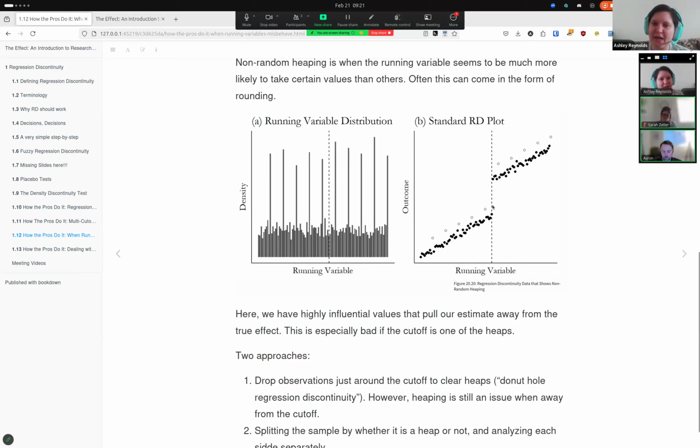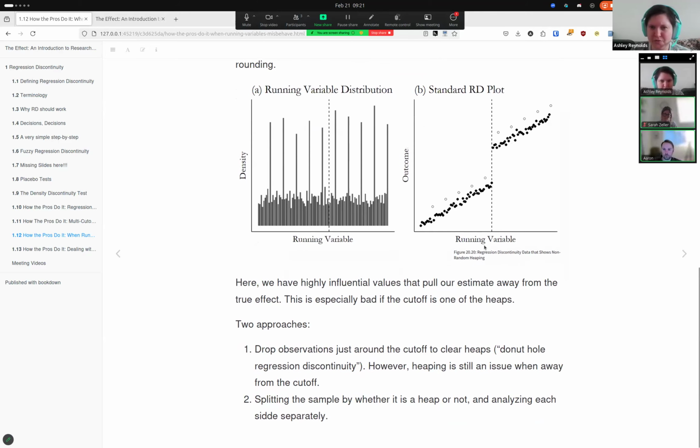And that means that depending on what we're looking at, our estimate of the discontinuity at the cutoff is probably going to be different. There's sort of two ways that we can address this. The first is to drop observations just around the cutoff value, so just around this vertical line here, in order to clear heaps. The author called this the donut hole regression discontinuity, and I think this is just his name for it, although I'm not 100% sure it might be the technical name for it.